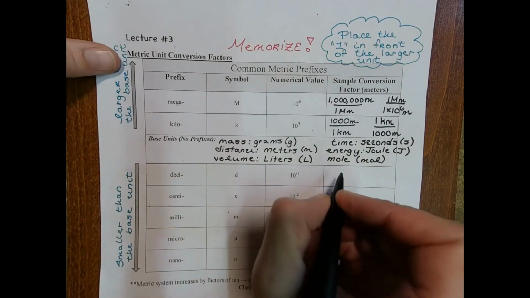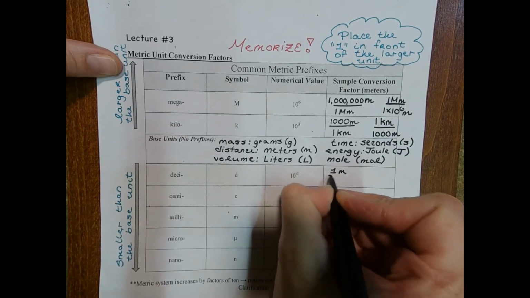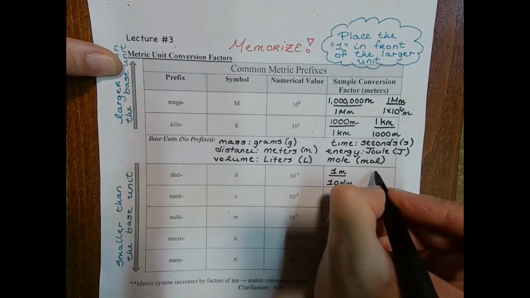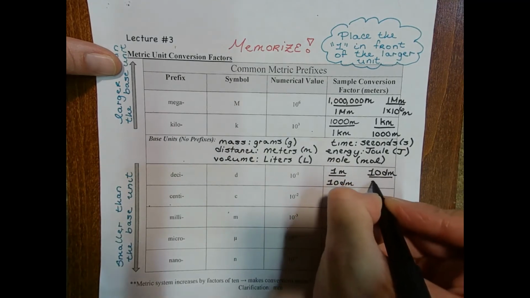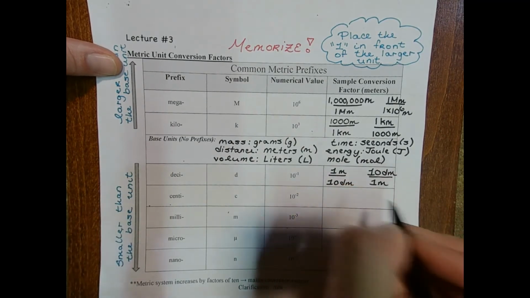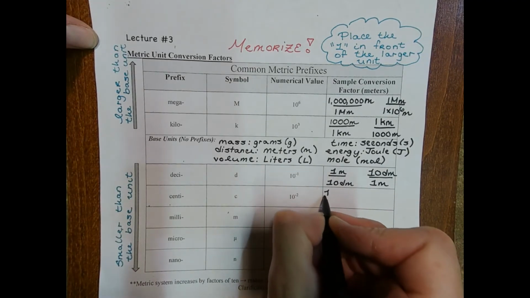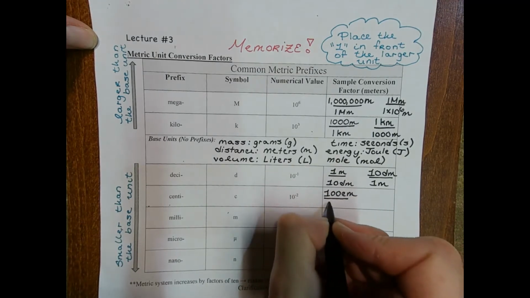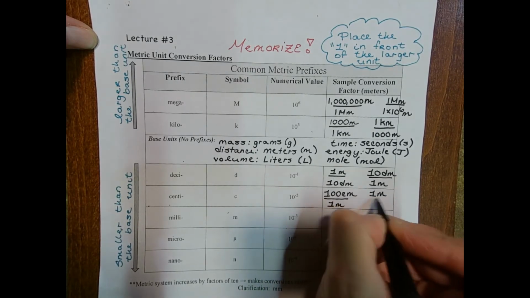For a decimeter, we can say 1 meter has 10 decimeters, or there's 10 decimeters in 1 meter. For centimeters, right? They're pretty small. There's 100 centimeters in 1 meter, or 1 meter has 100 centimeters.